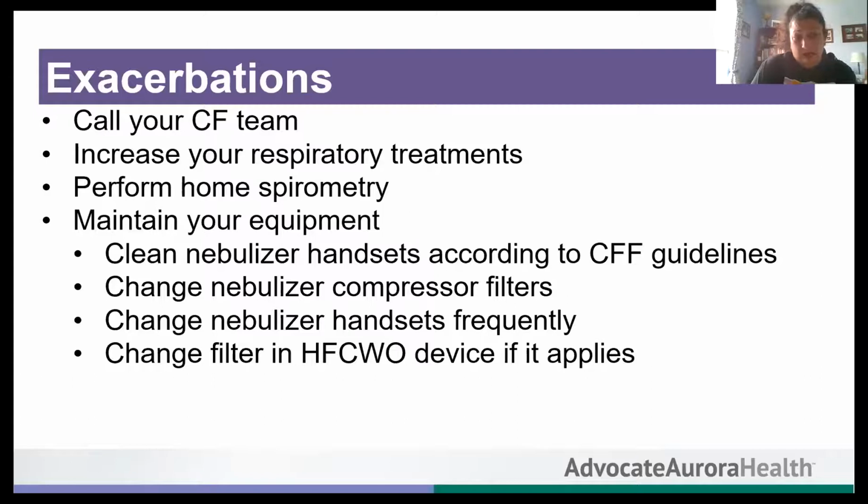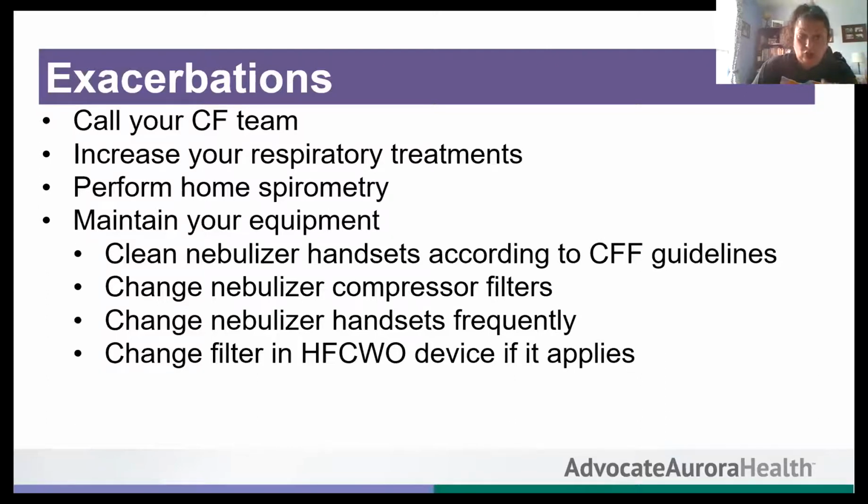They may tell you to increase your respiratory treatment. So instead of twice a day, going to 3, maybe 4 times a day. I know I would always say, please perform your home spirometer, use the Zephyr. It doesn't cost anything for you. It's so important to make sure that you're using that, especially when we want to see if there's been any significant change in lung function.